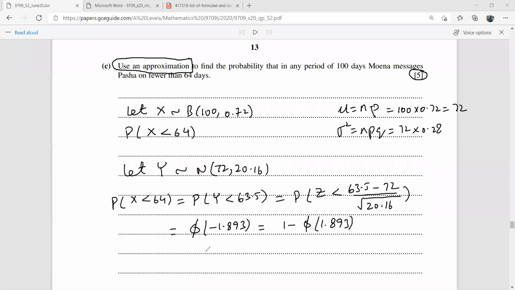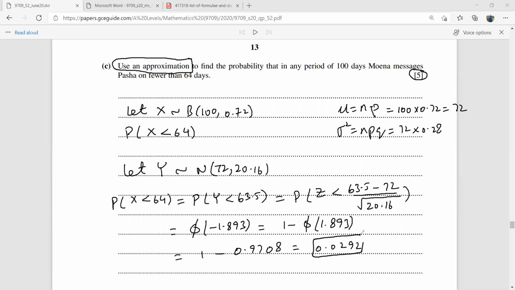Please look at the table and tell me what is this phi of 1.893. 0.9708. So do 1 minus that. 0.0292. So that is the probability that Moina messages Pasha on fewer than 64 days.